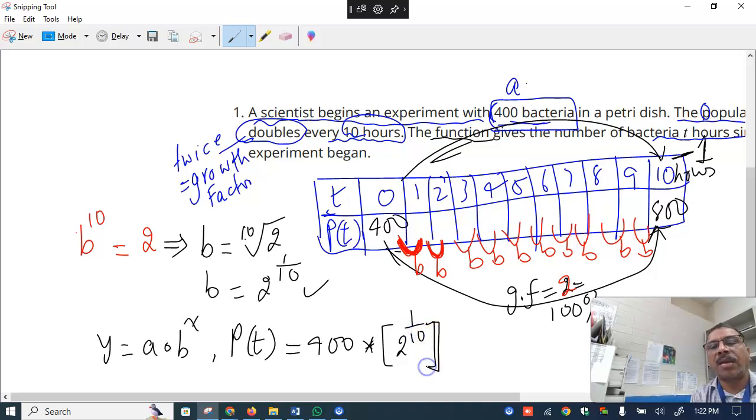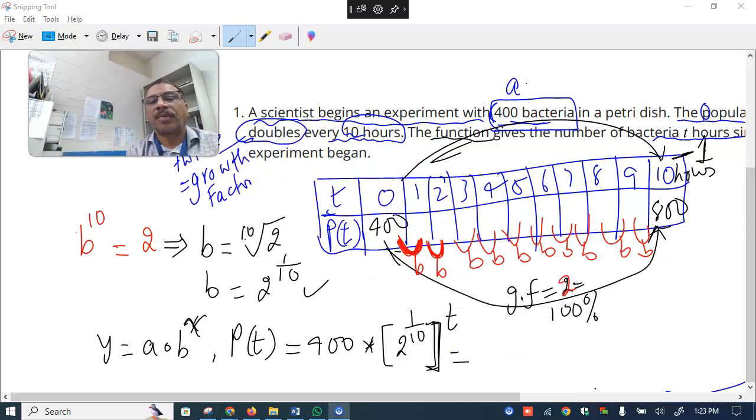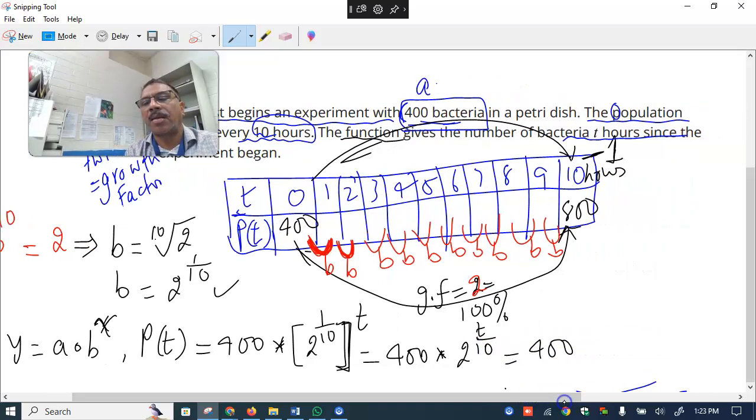And the whole thing is raised to T instead of x. That means now we can write this as 400 times, and instead of x, that becomes 2 raised to 1/10 of t, that is t over 1 over 10. But in the decimal form, we can write it as 400 times 2 raised to 0.1 multiplied by t here. See?